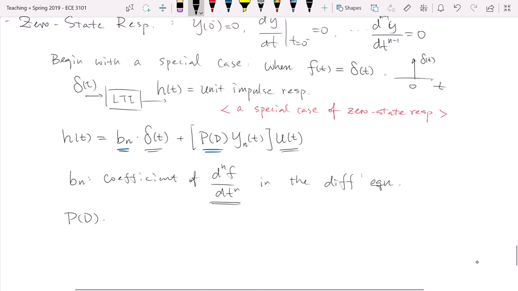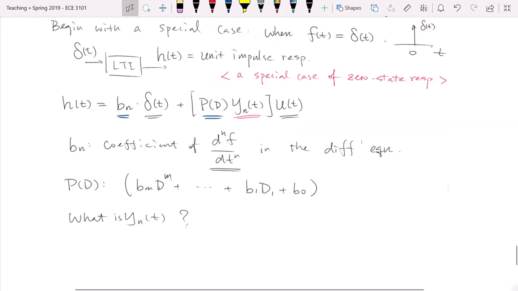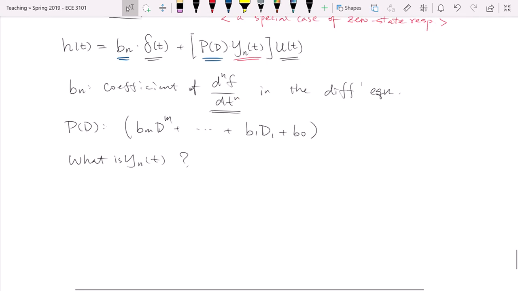P(D), we have seen that above as well, is this Bn D^n plus up to B1 D^1 plus B0 and so on. Meaning we need to apply these differentiation operators on the signal that follows it, which is now this y_n of t. So the question is, what is y_n of t? This is the only term that's not clear to us. What is y_n of t?